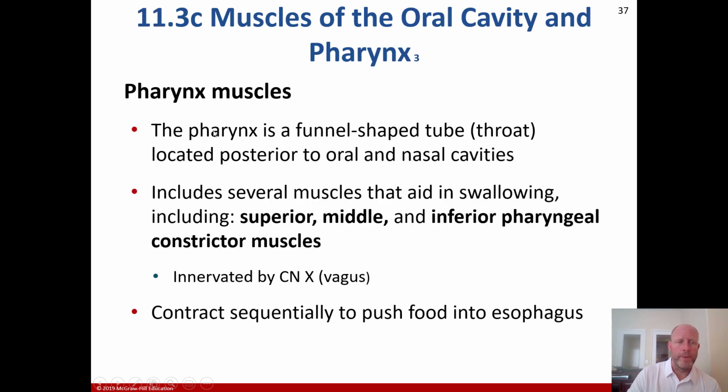Okay. For the pharynx muscles, the pharynx is a funnel-shaped tube to the throat that's located posterior to the oral and the nasal cavities. It includes several muscles that aid in swallowing. It includes our superior, middle, and inferior pharyngeal constrictor muscles. They're innervated by CN10, the vagus. They contract sequentially to push food into the esophagus.